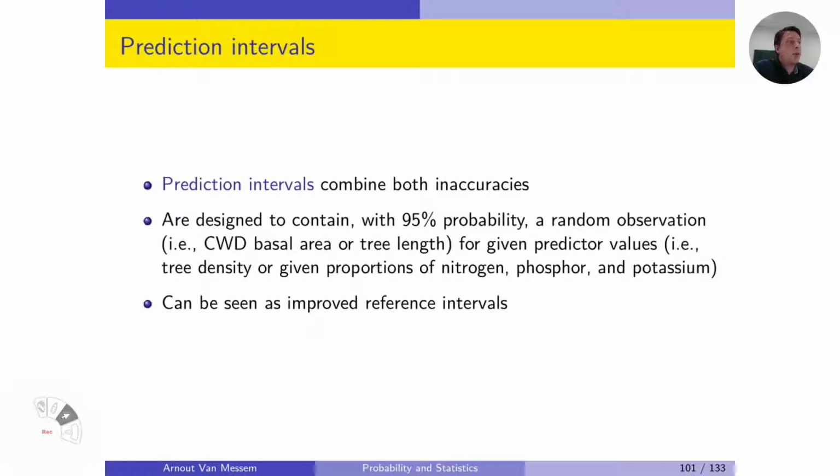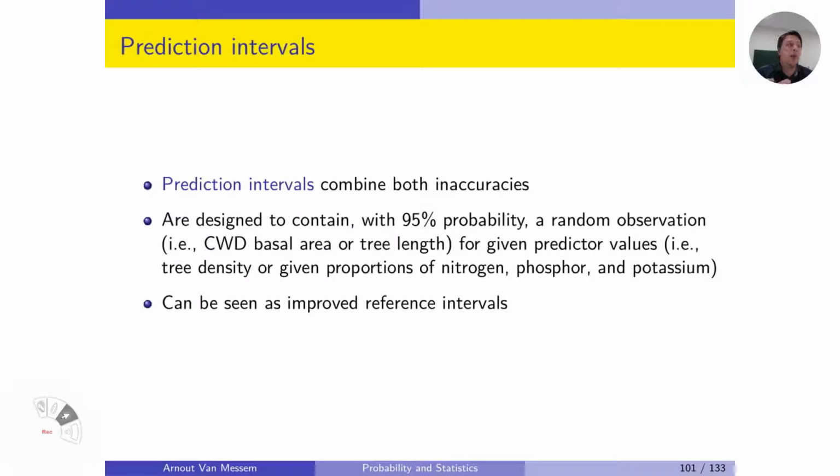So it's an interval for the predictions, not for the observation itself. So a prediction interval has to combine both of the inaccuracies, so the inaccuracy in the data points and the inaccuracy in the model. What it tells you is that a prediction interval will contain a random observation with 95% probability for given predictor values. So it is for fixed values of the x, of the different predictors. We know that with 95% probability, a random observation will lie in the prediction interval.